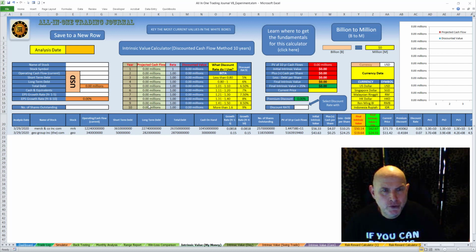The first place for you to start would be the analysis date. So you would click here. If you're in the current year, you can put the month, the day, and hit tab, and it will put the year in for you. Then type in the stock name and then the stock symbol.